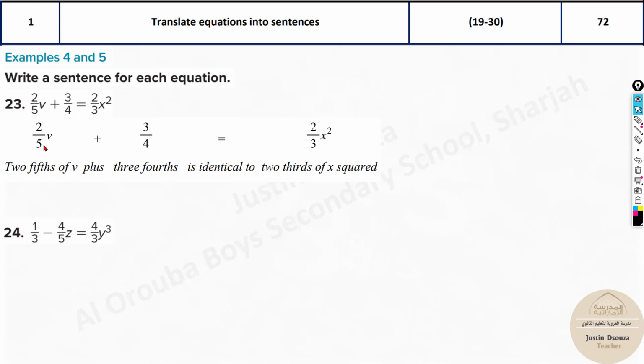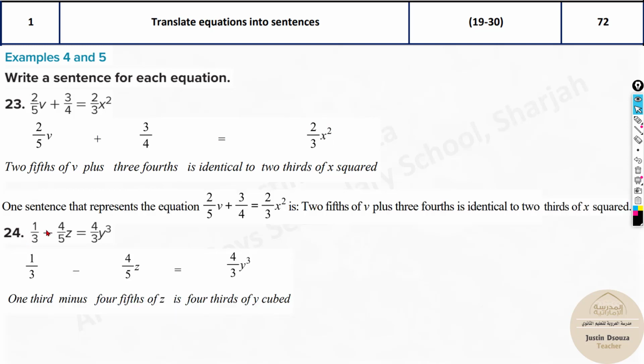You can write the division of 2 by 5, but it's generally not appropriate. It's not appropriate to say 2 divided by 5 multiplied by v. No, it would be just 2/5, okay? 2/5 of v plus 3/4 of what? 3/4 is 2/3 of x squared. So this is the answer.